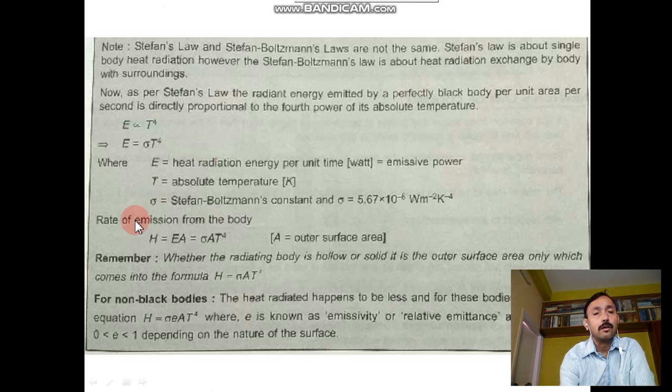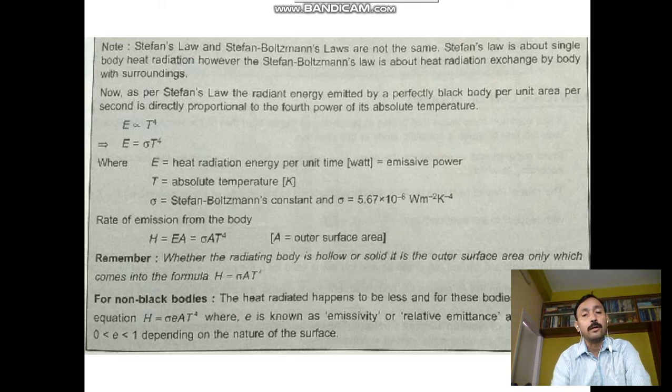Now, heat: the rate of emission of the body H is equal to E into A, that is, sigma T^4 multiplied by A, where A is the outer surface area. H represents heat radiation energy per unit time. T is the absolute temperature in Kelvin. Remember, whether the radiating body is hollow or solid, it is the outer surface area only which comes into the formula H is equal to sigma A T^4.